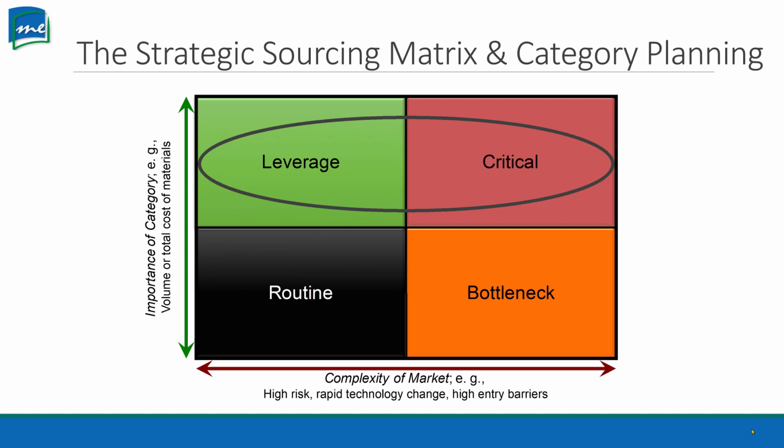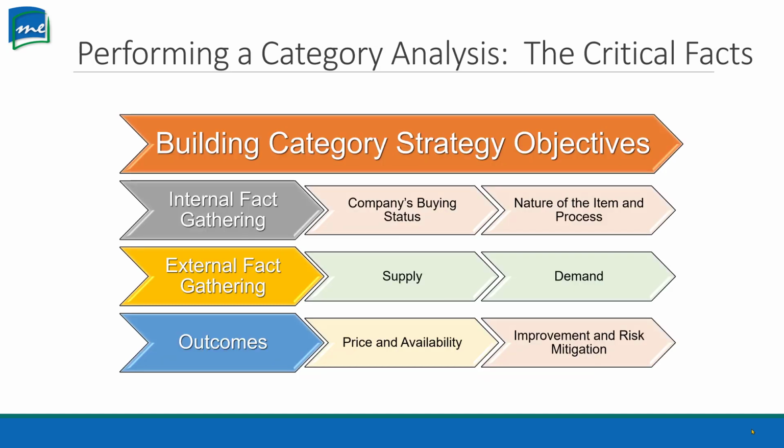So we need to know the critical facts here. When we're performing it, we need to have some objectives. We need to gather internal fact information, such as our company's buying status, the nature of the item, and the process. You need to know these things. And then we have our external factors: what is the supply and demand for these items? And then our outcomes, which we need to know also: the price and availability, which is going to be based off supply and demand, and how can we improve and how can we manage our risk.